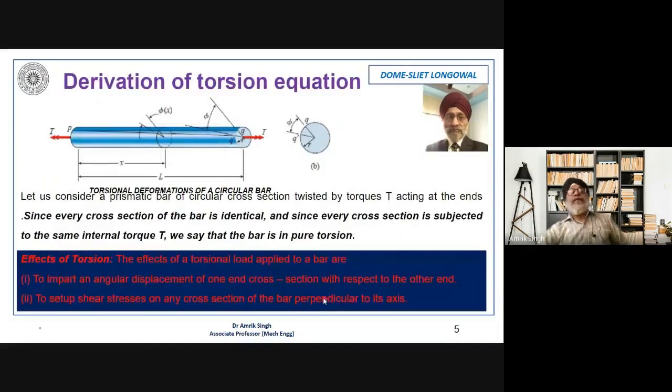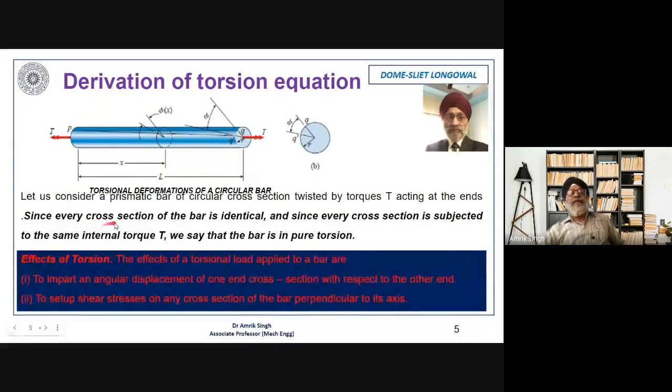Now, in order to derive the torsion equation, let us try to understand this. This is a shaft, and it is a prismatic bar having a cross section which is twisted by T. So you see this element, this point Q is there. When you apply the torque, this element at a distance x undergoes an angular deformation, that is phi. So this point Q shifts to Q dash, and the radius of this shaft or circular element is given as R.